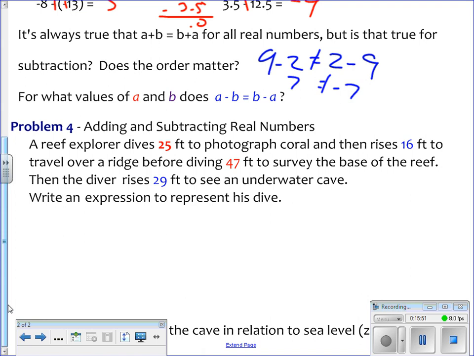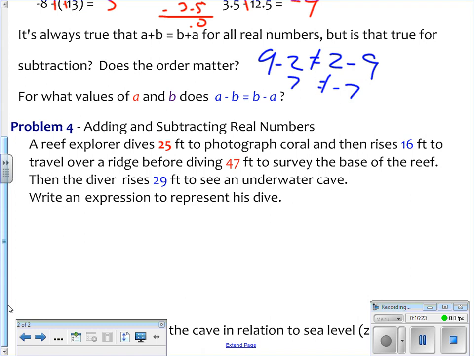Okay, so let's read this one together. Then I want you guys to work on it. Give it a shot by yourself before we do it. Problem number 4. A reef explorer dives 25 feet to photograph a coral, then rises 16 feet to travel over a ridge before diving 47 feet to survey the base of the reef. Then the diver rises 29 feet to see an underwater cave. Write an expression to represent this dive.